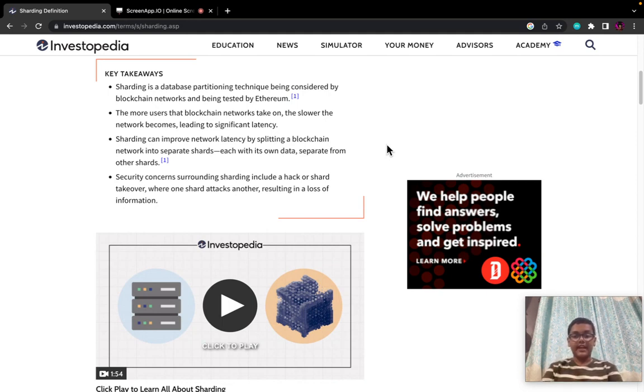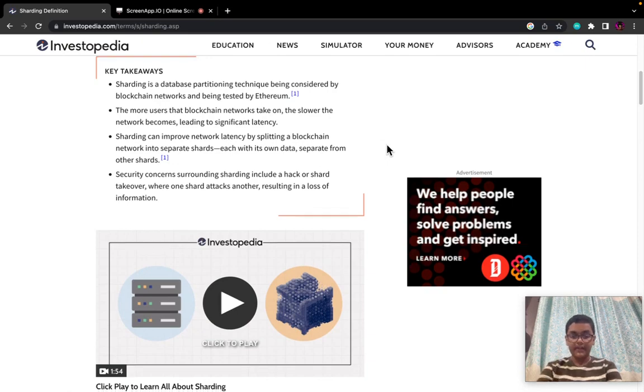Sharding can improve network latency by splitting a blockchain network into separate shards, each with its own data separate from other shards. Security concerns surrounding sharding include a hack or shard takeover, where one shard attacks another, resulting in a loss of information.